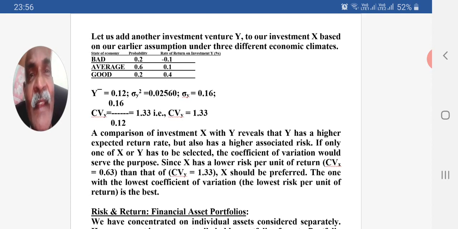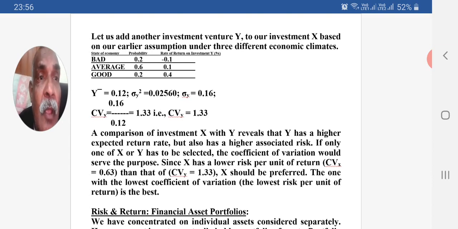So when we compare X and Y investment, we come to the conclusion that Y has a higher expected rate of return, but also higher associated risk. If only one of X or Y has to be selected, the coefficient of variance would serve the purpose. Since X has a lower risk per unit of return, that is 0.63, than that of investment Y, that is 1.33, which one should you prefer?